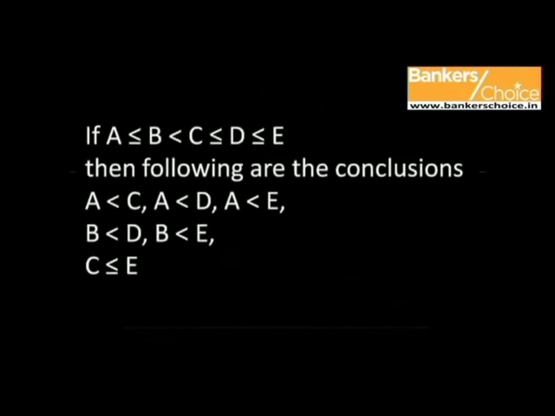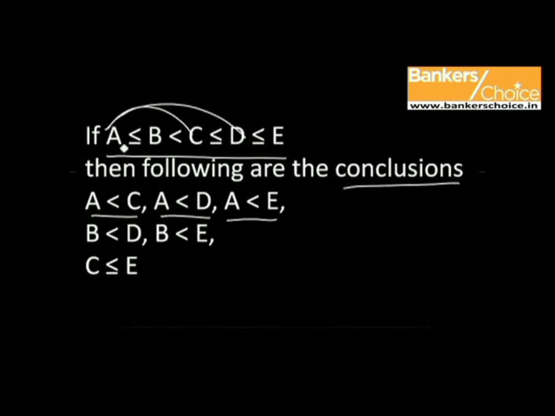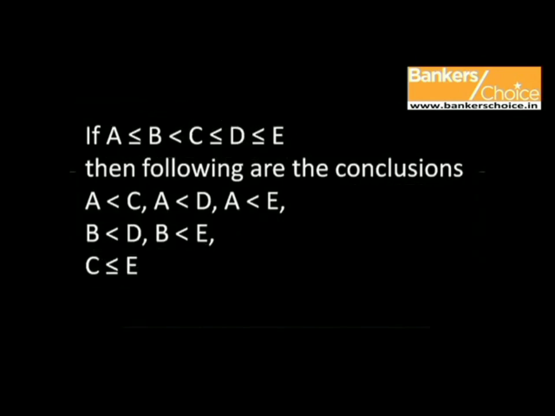In this session, we are going to discuss another concept from the topic of coded inequalities, which is very important in solving various questions. Let us look at the concept first. If the inequation between various variables is given as follows, then the following are the conclusions: A less than C, A less than D, A less than E, and so on. The concept is, if an inequation has various types of similar inequalities between them as given here, then the conclusions can be as follows.